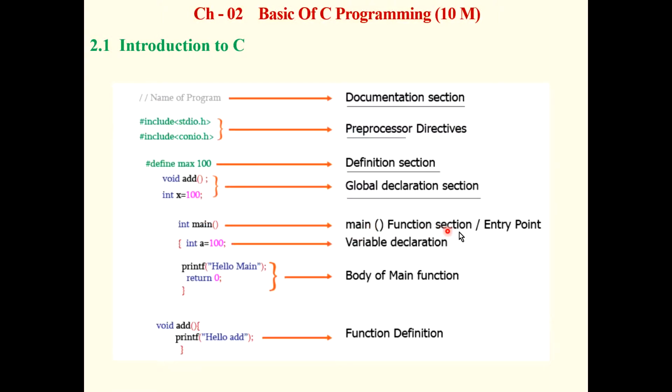Next we define the main function, entry point of the program. Then we define variable declaration, body of the main function, and at last the main function is closed, and then we define our sub functions. Okay, so this is a simple program. When we write the programs, at that time we will clearly understand.